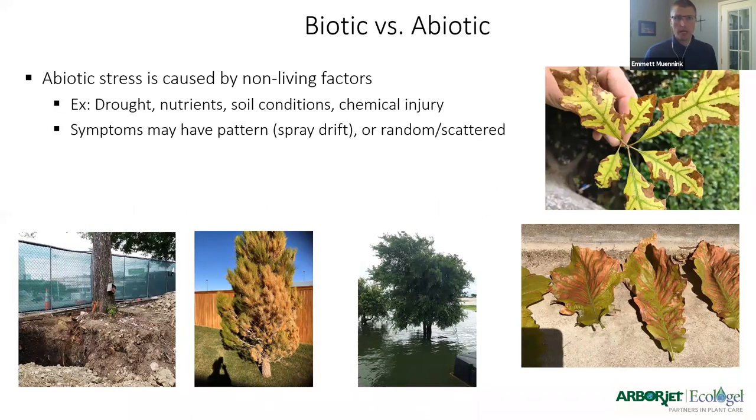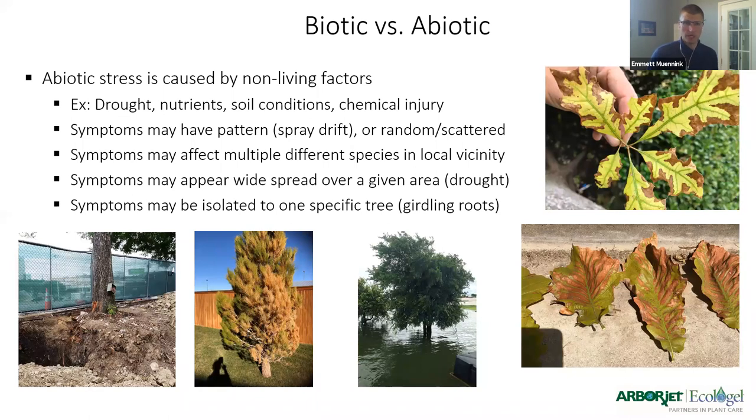So now, abiotic stress. It's caused by non-living factors: drought, nutrients, soil conditions, chemical injury. Symptoms may have a pattern, or they may be random. And so that's why these things are much more difficult, because there are so many things that can be causing a problem, and there's no evidence of an insect, there's no evidence of a disease. It becomes very tricky.